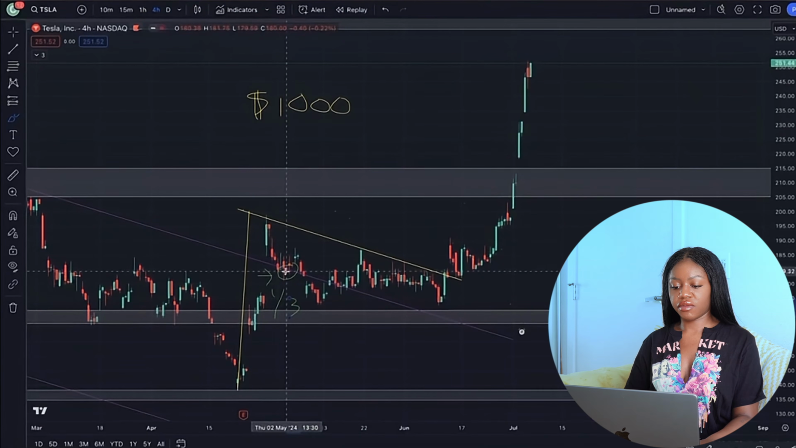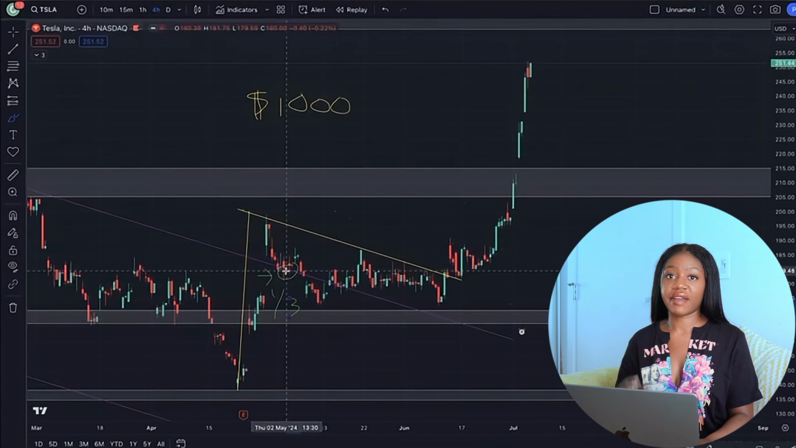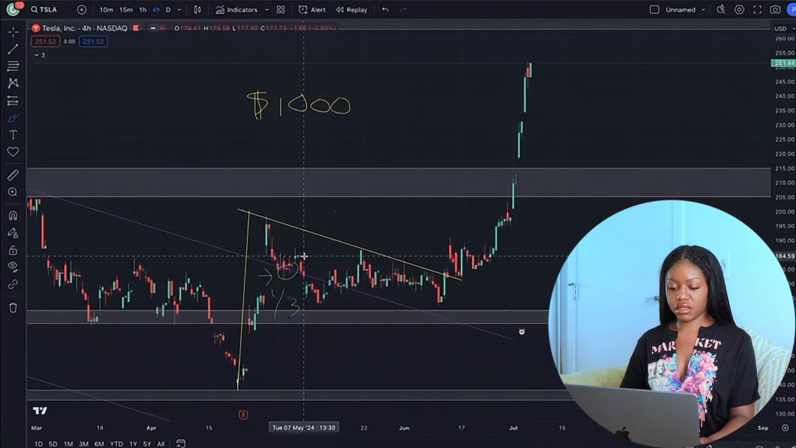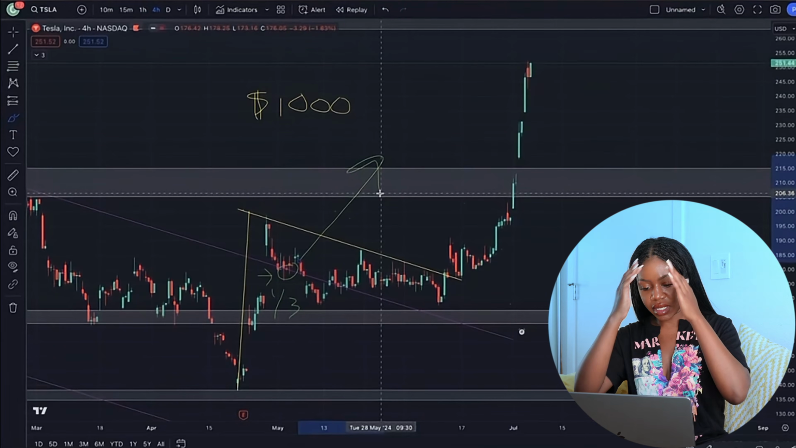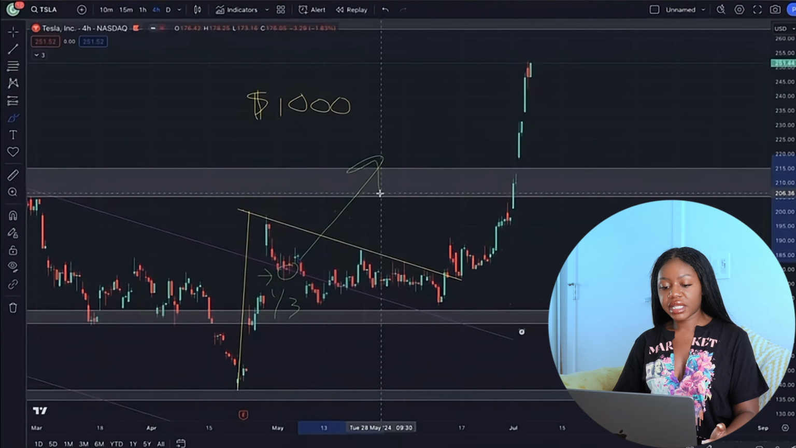You invest a third of your total investment right here on that first break and retest. Broke, retested. That's where you invest a third. Could we have immediately taken off at this point and just shot up from here?